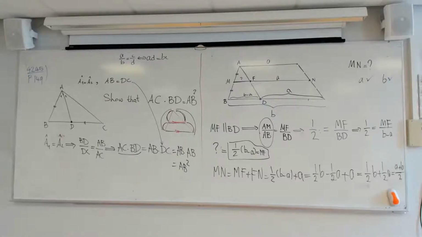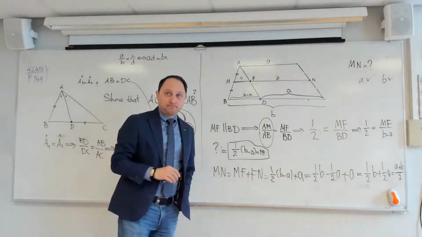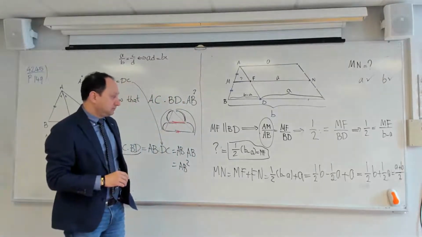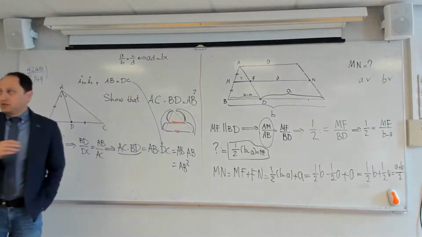But of course, in the exam, you're not allowed to use that. You should be able to prove this. So yes? Mn is A plus B over 2. Okay, so is that understandable?